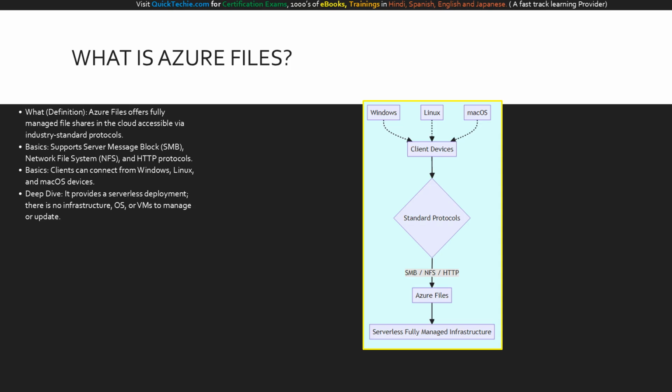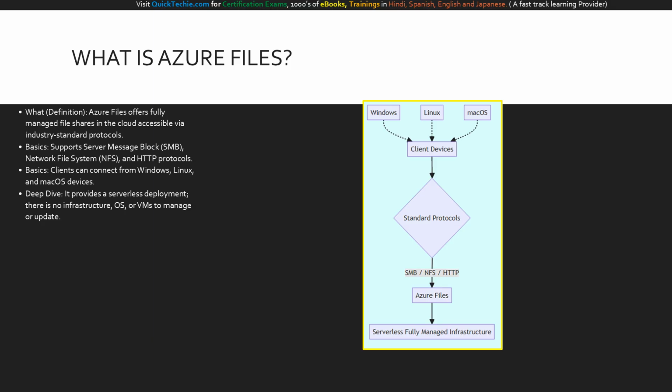For a deep dive, it is critical to understand that this is a truly serverless deployment. Unlike an on-premises file server, you do not need to patch an operating system, manage a virtual machine, or worry about underlying hardware. Azure handles all the infrastructure management for you, providing a highly scalable and reliable file system natively in the cloud. Take a look at the flowchart on your screen.